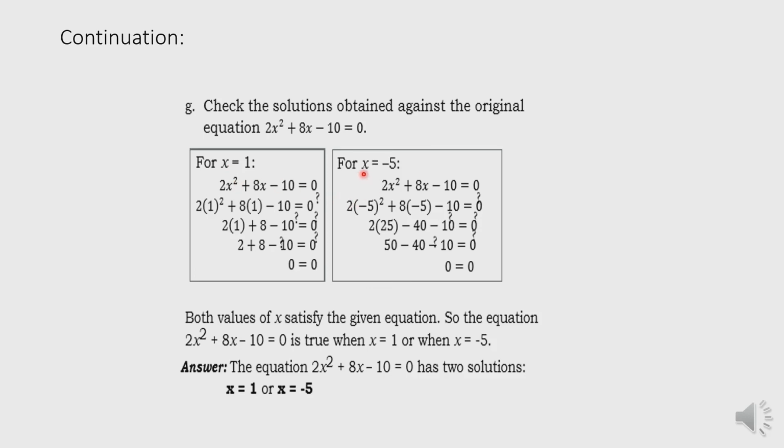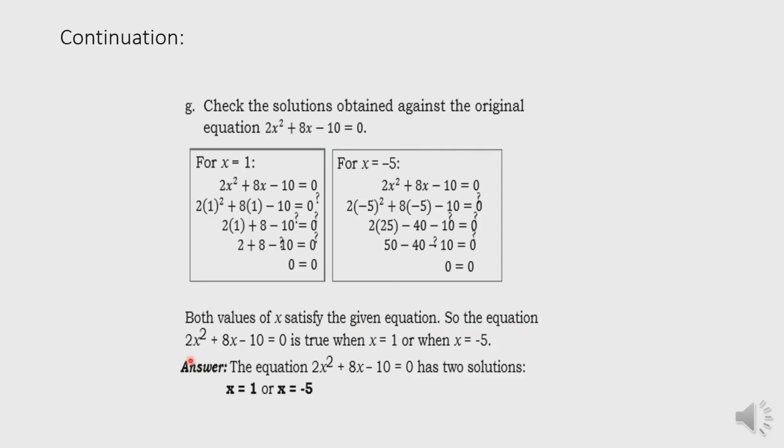Same thing when our x sub 2 is negative 5. All you need to do is substitute into the original equation and then simplify. Negative 5 squared, you have 25. Multiply it by 2, you get 50. And then plus 8 times negative 5, you have negative 40, minus 10, you have 0 equals 0. Okay? So both values of x satisfy the given equation.